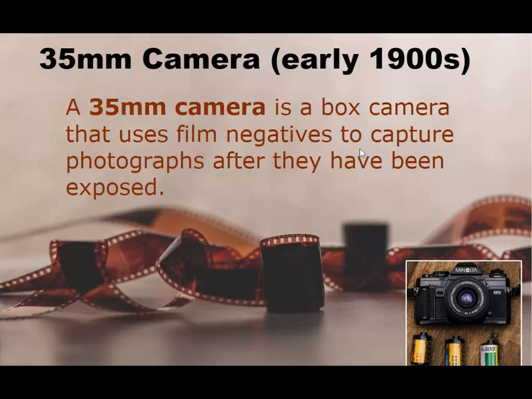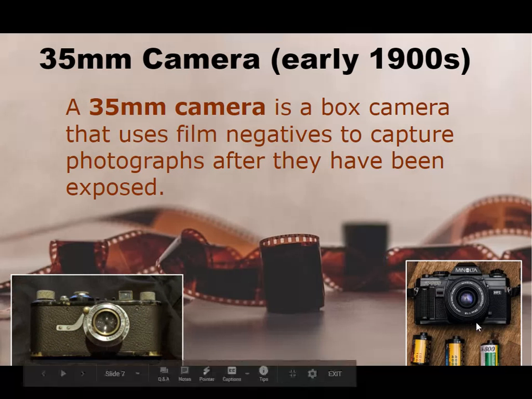35 millimeter camera, which came in the early 1900s. It is a box camera that uses film negatives to capture photographs after they have been exposed. This is a more modern one. This is a fairly old one.